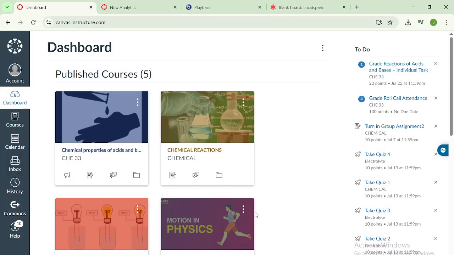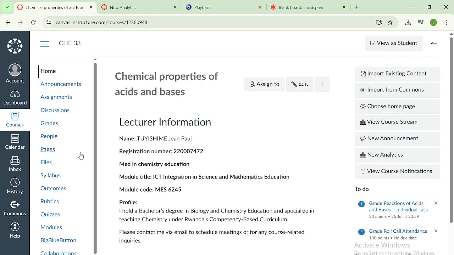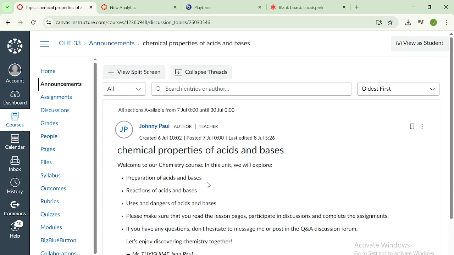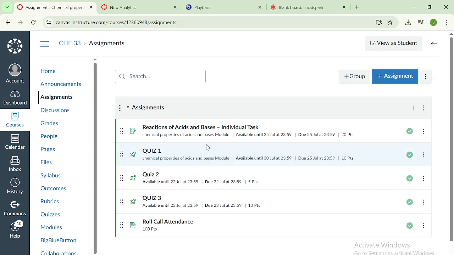Here are the different courses where I was enrolled, but for me I worked on the chemical properties of acids and bases. This is the front page showing the lecture information. I shared the announcement to inform students about what they have to do in order to achieve learning objectives. Assignments were shared also to help students work in their own time.